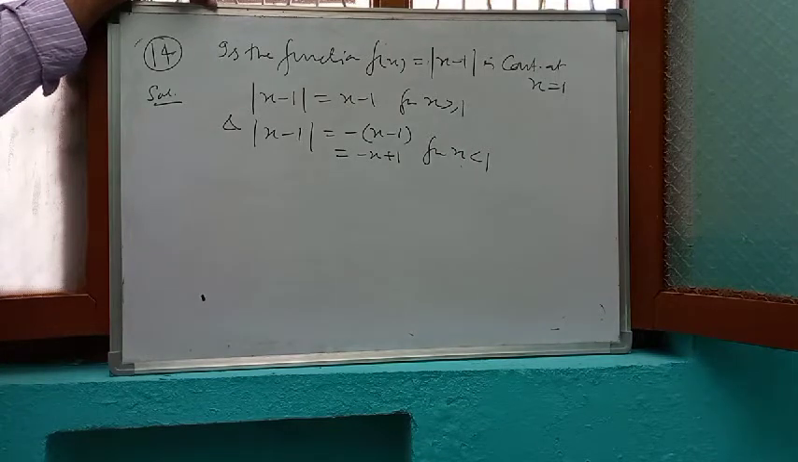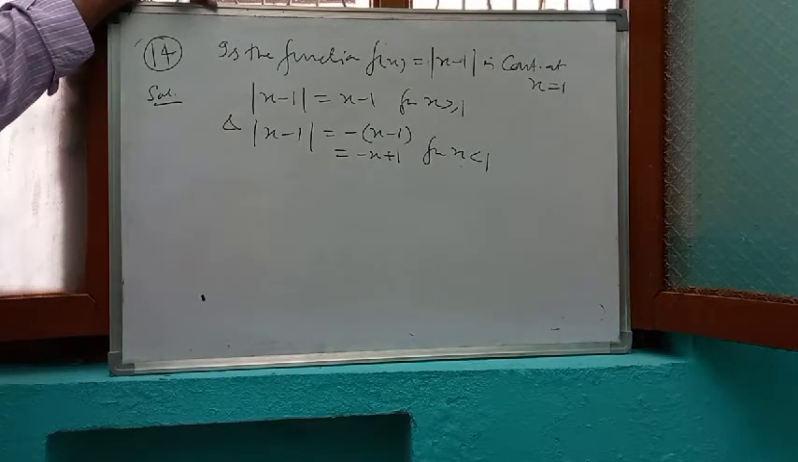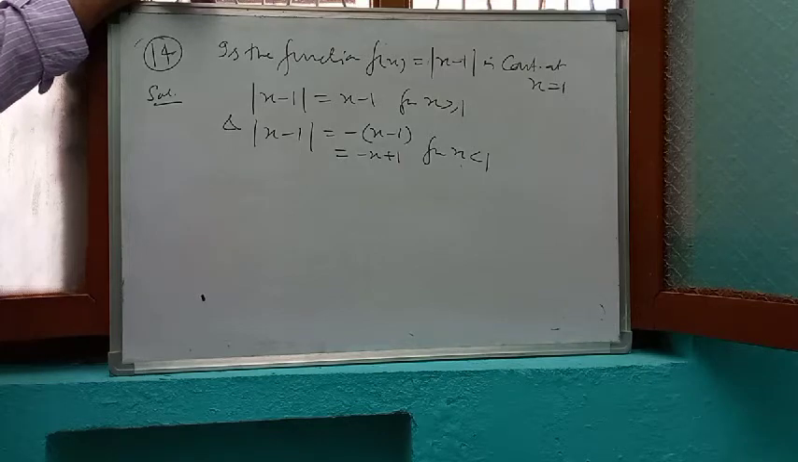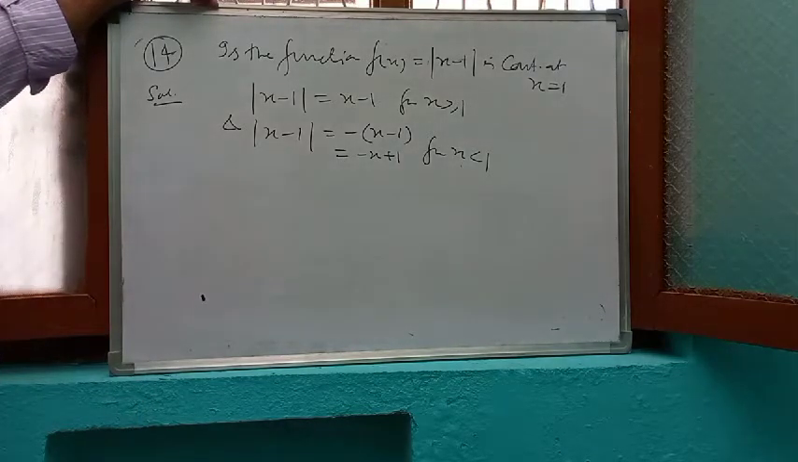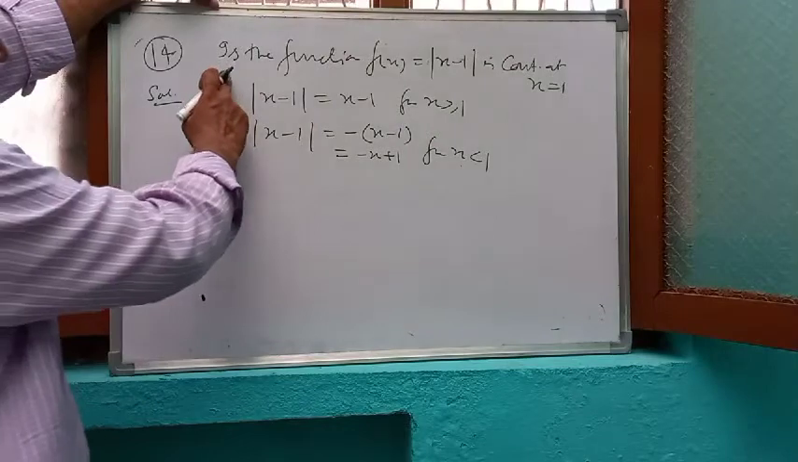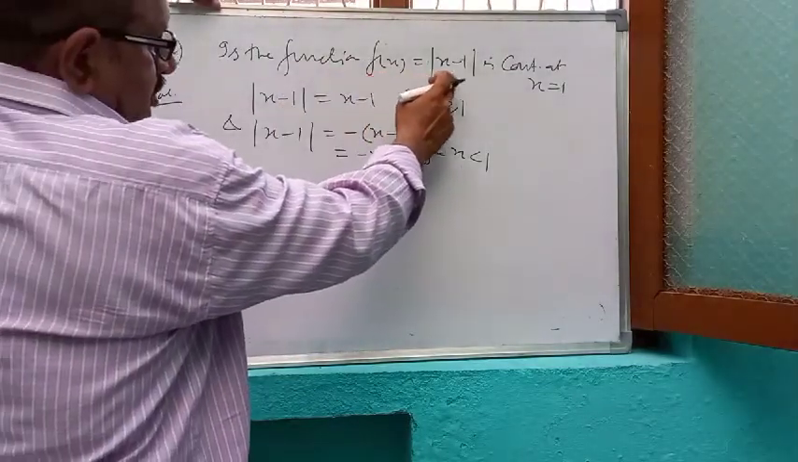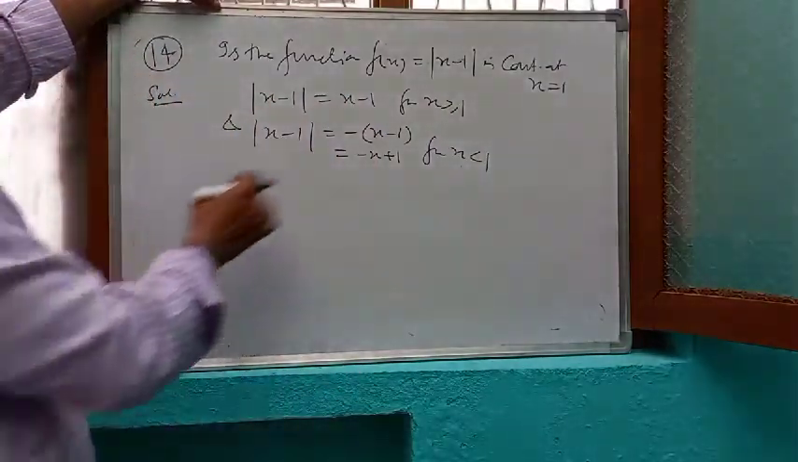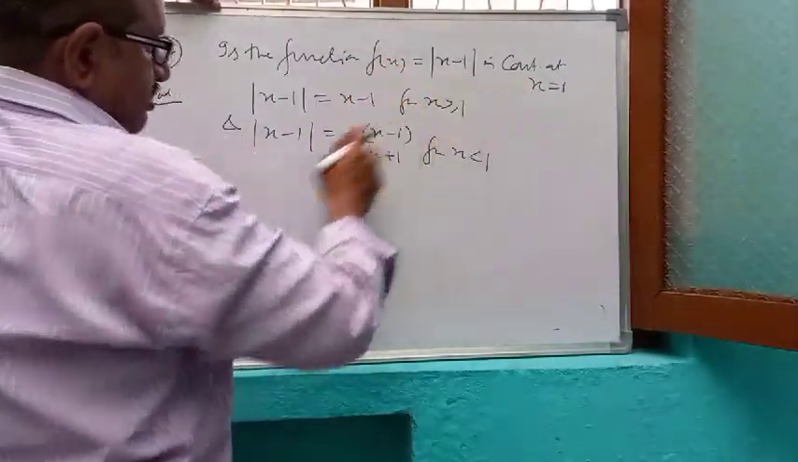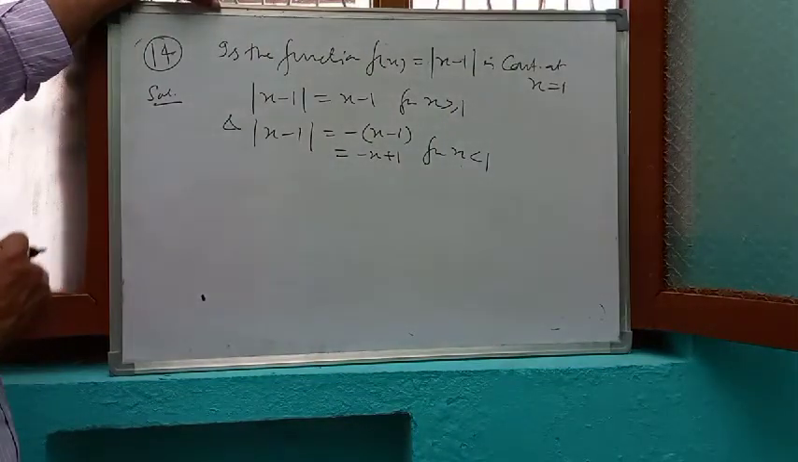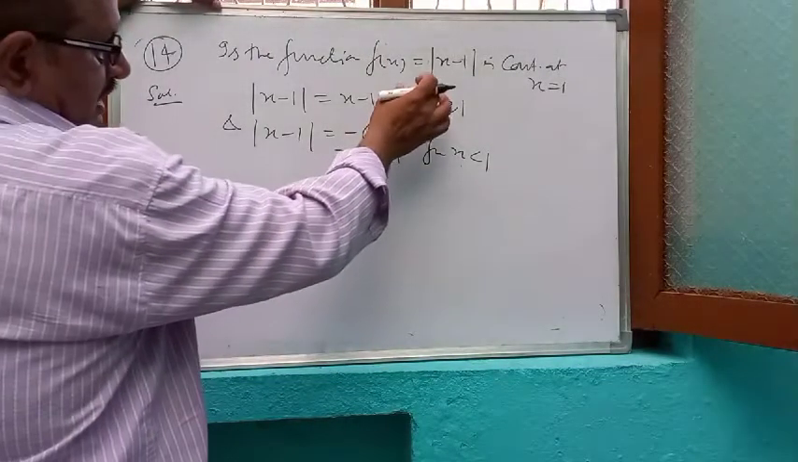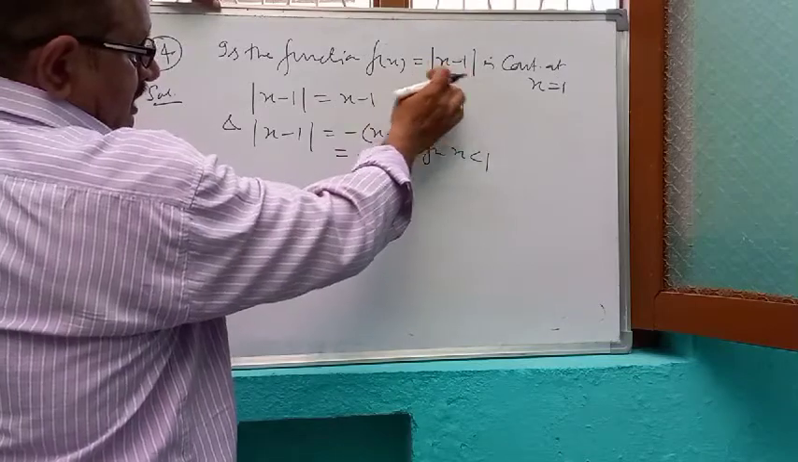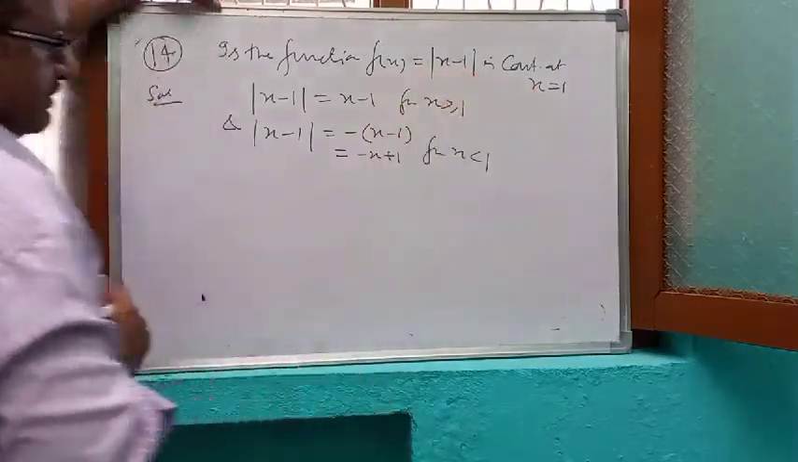Today we will continue the continuity of a function. Exercise 5.1. I have told some problems in the previous video. Let us see some more problems. So, question number 14. If the function f(x) = |x - 1| is continuous at x = 1, we have to check whether this function is continuous at x = 1 or not. So how can we check? We have to check the left continuity and right continuity at the point x = 1.